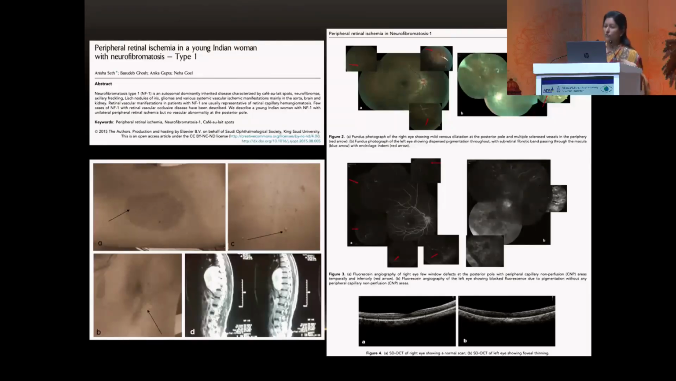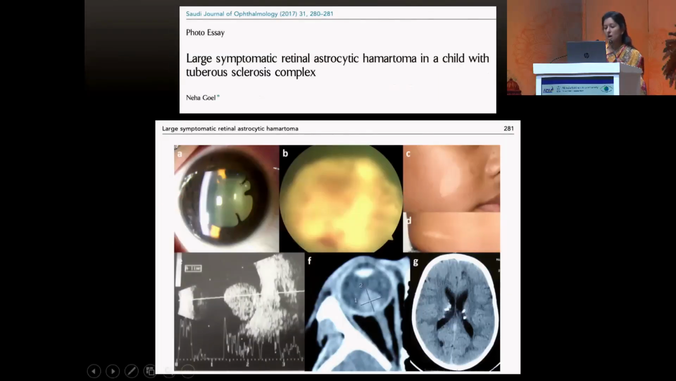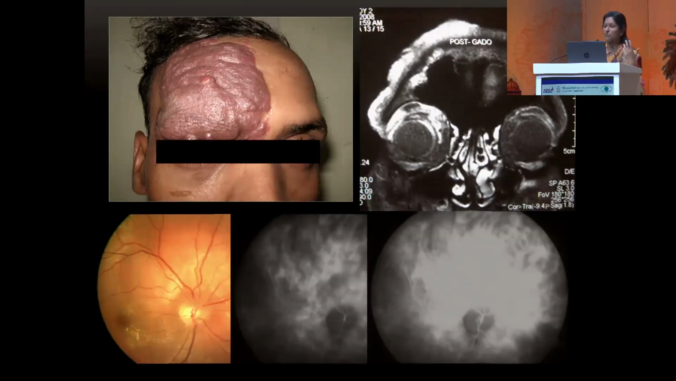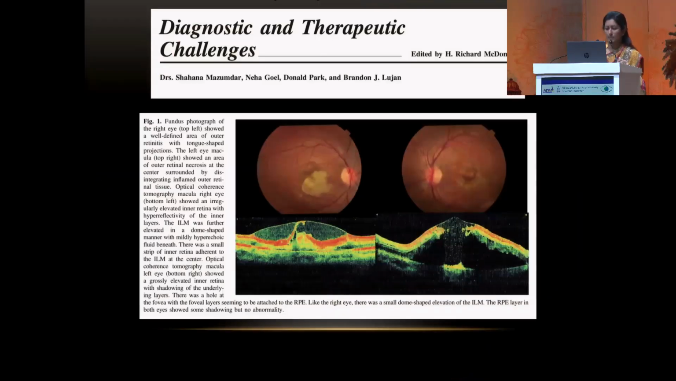So we know of neurofibromatosis type 1, where usually they present with optic nerve gliomas, but we've reported a case of peripheral retinal ischemia. Tuberous sclerosis can present with astrocytic hamartomas, either diagnosed cases or we may be the first to pick this up. This was a large symptomatic astrocytic hamartoma with exudative RD, which led to loss of this eye in a young child. And then the very obvious Sturge-Weber syndrome. Here they can have ipsilateral leptomeningeal hemangiomas along with the choroidal hemangioma. So these are not cases of VHL, but this is what a retinal capillary hemangioma looks like.